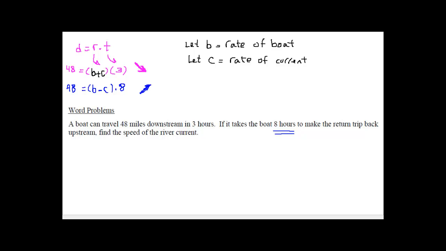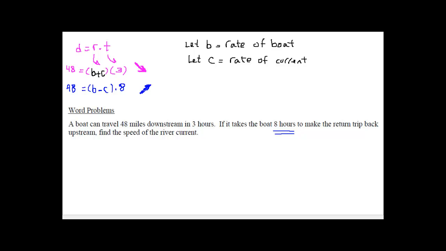So, if it takes the boat 8 hours to make the return trip back upstream, so we're going upstream, the time is 8. The distance is the same, 48. Now the rate of the current would be against us, that's why we have B minus C: the rate of the boat, how fast the boat goes, minus the rate of the current. So these are the two equations that we need to solve for B and C.